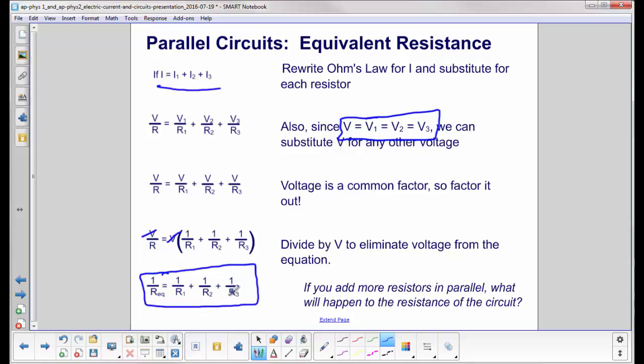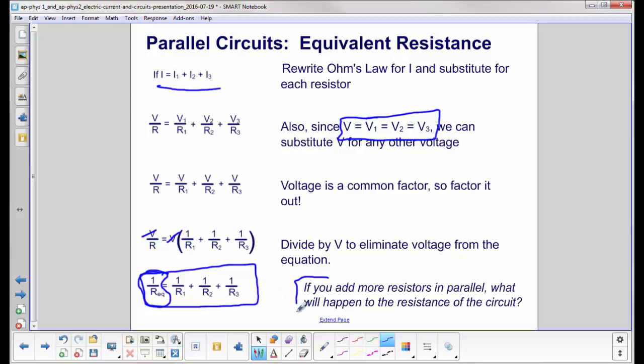Now, when you solve these problems, a lot of people will do this part right, and then they'll say that the equivalent resistance is 1 over R1 plus 1 over R2 plus 1 over R3, but that's wrong. That's 1 over R equivalent. So when you're done adding the right side, make sure you flip the answer. Take the inverse of it. Be very careful about that. Make sure you flip your answer at the end. Sorry I said it twice, but it's a pretty common mistake.